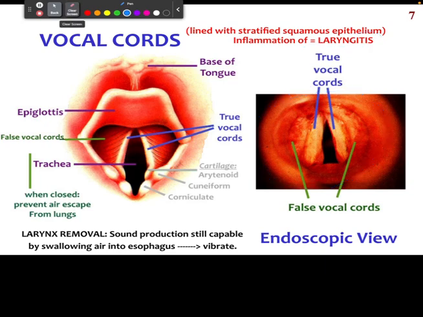And then if you do have your larynx removed, you can learn how to speak again. However, it would have to do with swallowing air into your esophagus and vibrating that, which is going to have a different type of sound altogether. However, it is possible to relearn how to speak in that methodology. So just keep that in mind too.